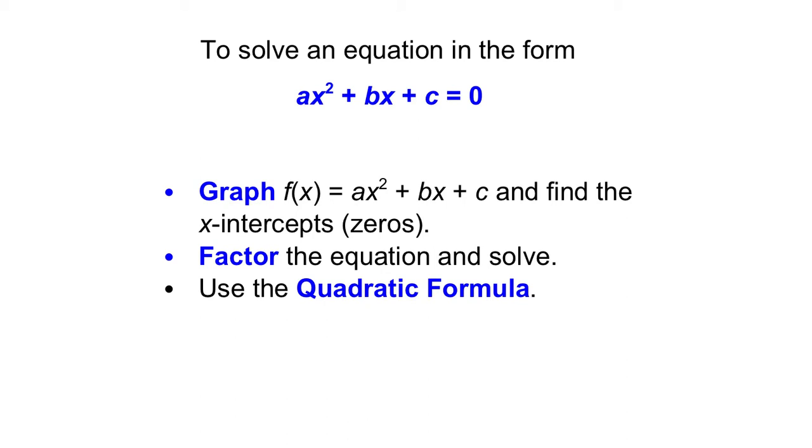Now just a note about graphing. If my equation is ax squared plus bx plus c equals 0, and I make a graph of a function equal to ax squared plus bx plus c, where on the graph is that function equal to 0? At the x-intercepts. So if you graph your equation and you find the x-intercepts, that will give you your answers for x. This is why I'm not really going to talk a whole lot about graphing, because it doesn't take a lot of skill. We're going to focus on factoring or quadratic formula.